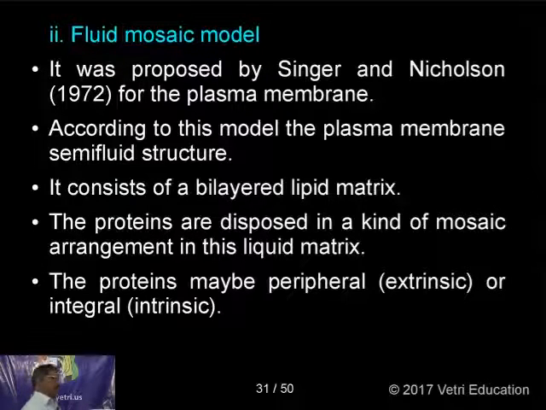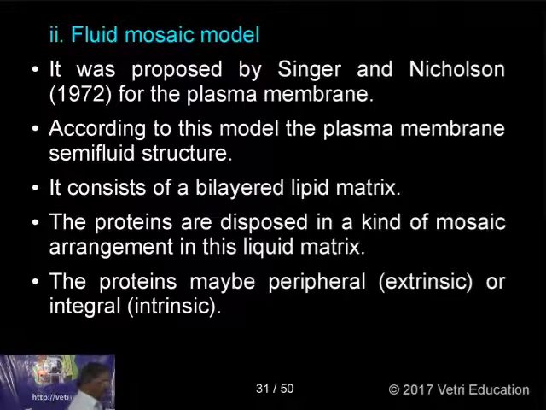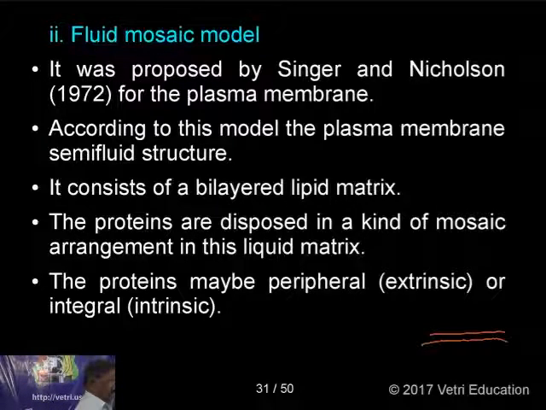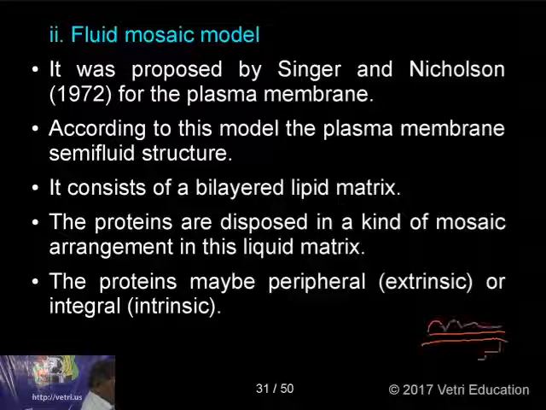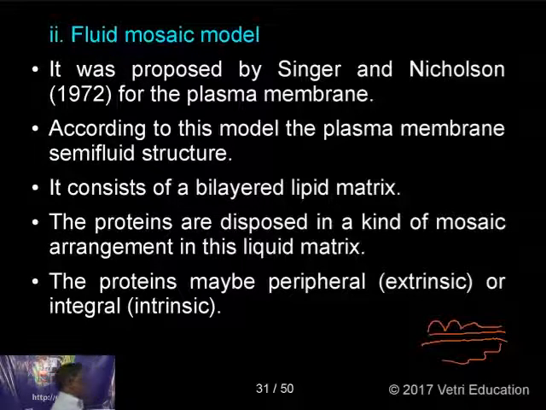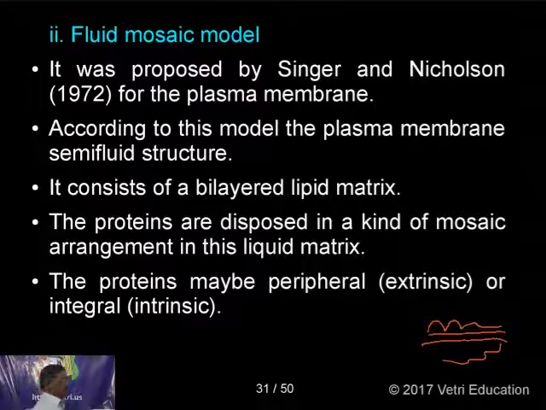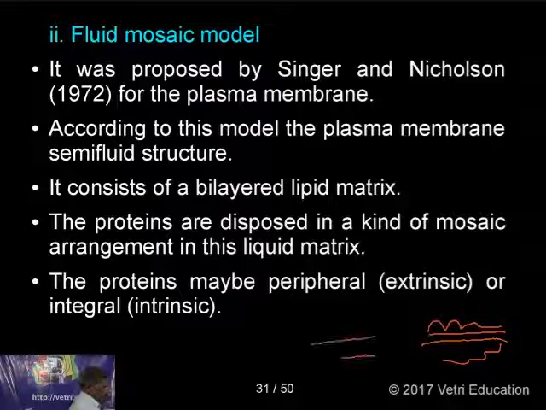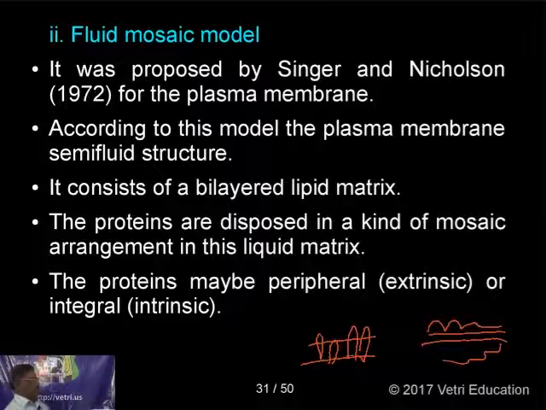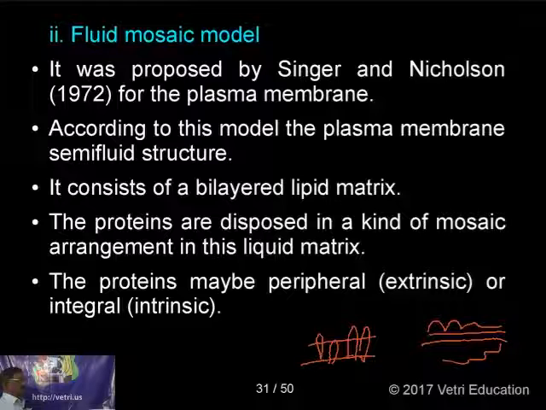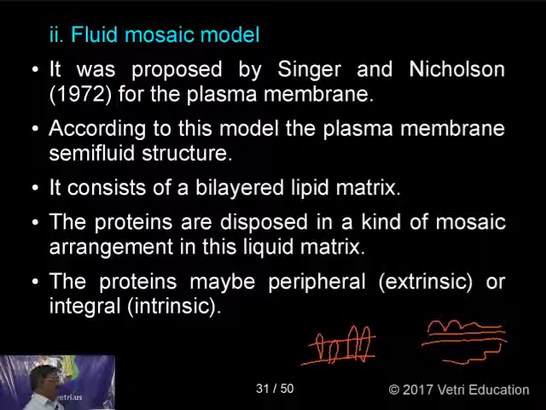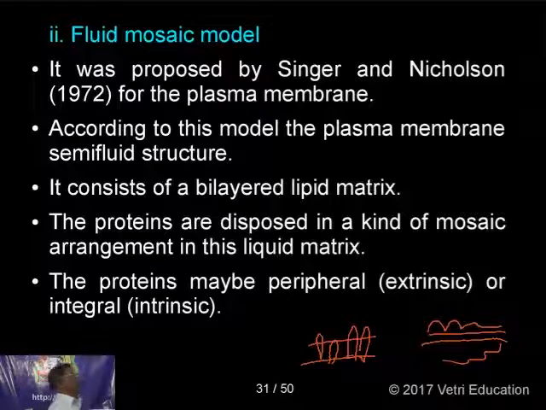So previously we learned that there is a bilayered lipid layer in the middle, and on both sides you can find a protein layer. But here, this is different. It consists of a bilayered lipid matrix, that is okay, no problem, but the protein molecules are arranged in a mosaic manner in the fluid of this bilayered lipid layer. The proteins may be peripheral or integral, whatever it may be. They may be inside or outside, or they may be intermixed. This is the model proposed by Singer and Nicolson.